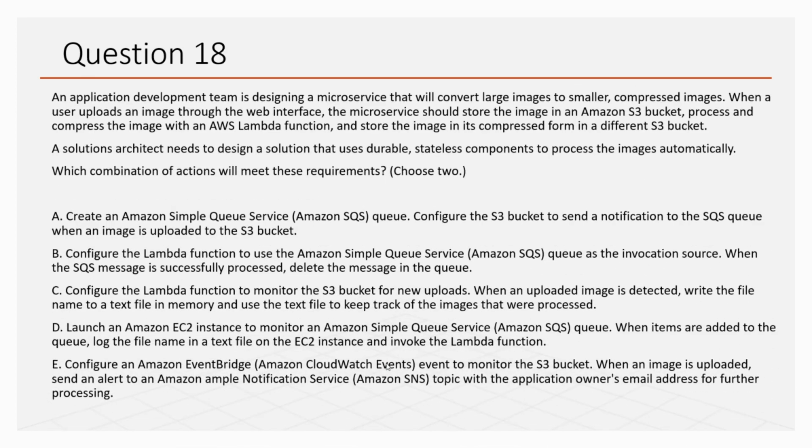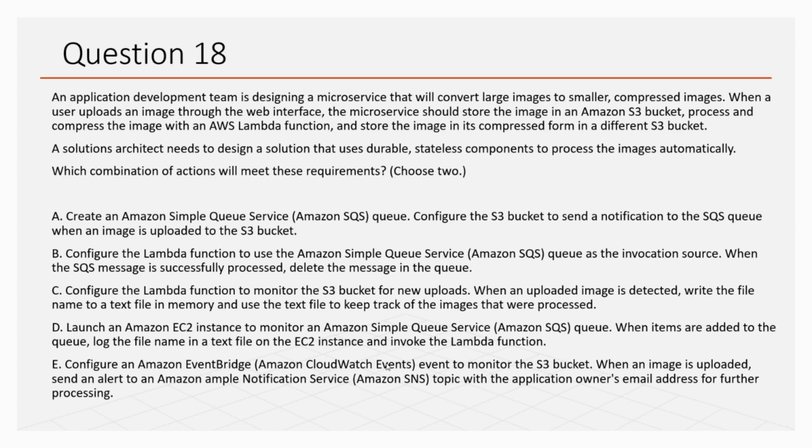An application development team is designing a microservice that will convert large images to smaller compressed images. When a user uploads an image through the web interface, the microservice should store the image in an Amazon S3 bucket, process and compress the image with an AWS Lambda function, and store the image in its compressed form in a different S3 bucket. A solutions architect needs to design a solution that uses durable, stateless components to process the images automatically. Which combination of actions will meet these requirements? And you have to choose two options over here.